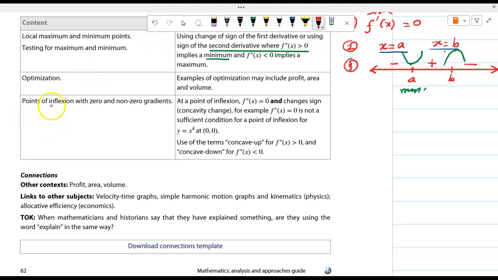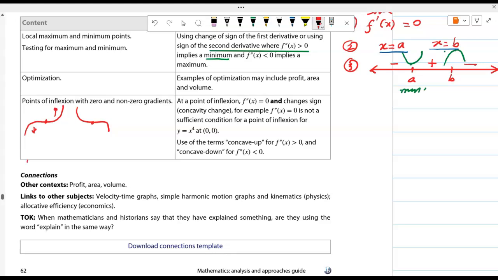Point of inflection with zero and non-zero gradient. First of all, you need to understand what a point of inflection is. It's the point where the curvature changes. Increasing and increasing, or decreasing and decreasing, that's your point of inflection. But it's a point where the curvature changes. So this is concave down and this is concave up. That's your curvature.